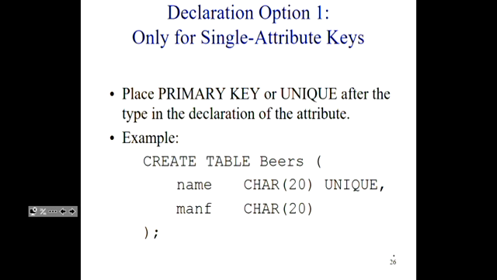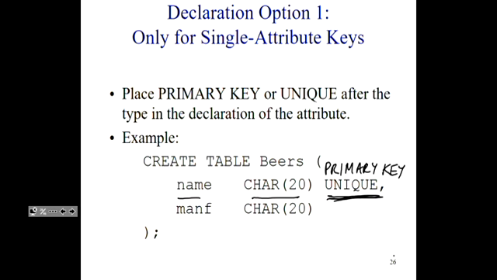So there are two ways of declaring primary key or unique. The first way is to just say unique or primary key at the end of the attribute declaration. So I might have create table beers, name, type of the name, which is char20, and then I add the keyword unique, or I can add the keyword primary key. Okay, that's totally fine. Now this works if I have a single attribute that I want to designate as a key, either via primary key or unique.